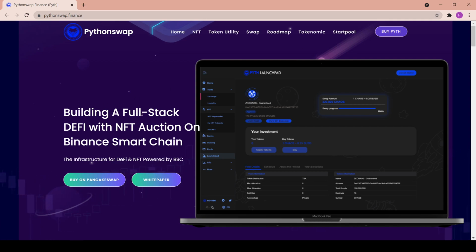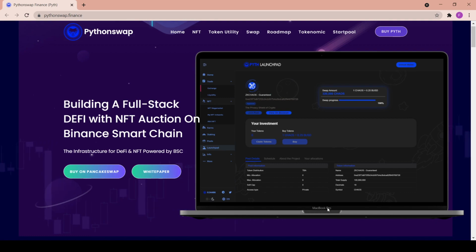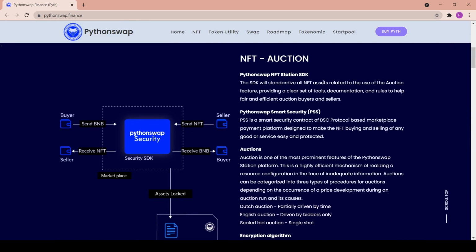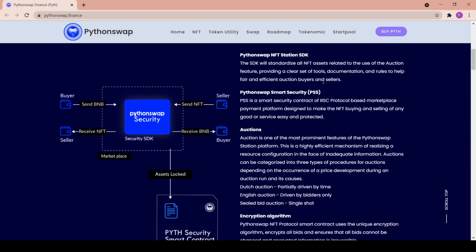So building a full-stacked DeFi with NFT auction on Binance Smart Chain, the infrastructure for DeFi and NFT powered by the BSC. You can buy it on PancakeSwap and read the white paper. I'm sure it's an interesting topic to learn about. In here, we have a screenshot of the NFT. So NFT auction, Pythonswap NFT SDK.